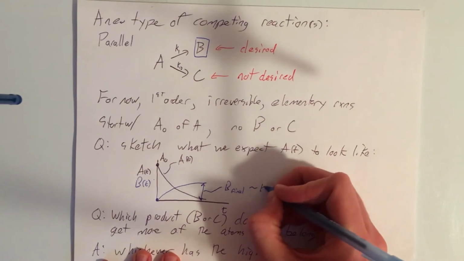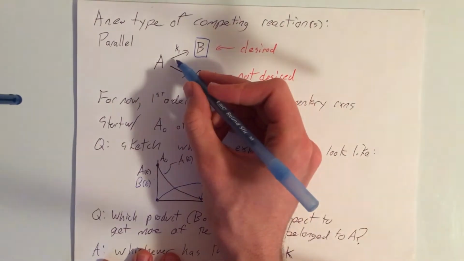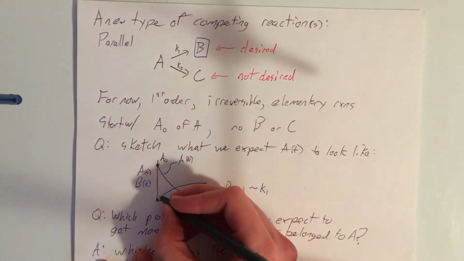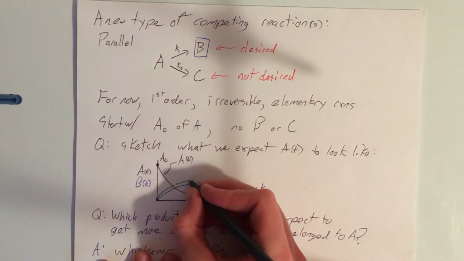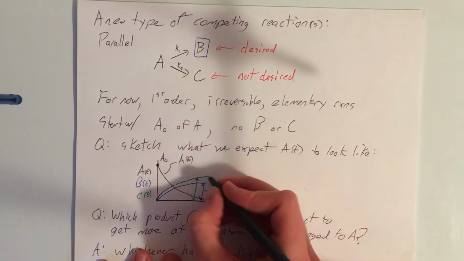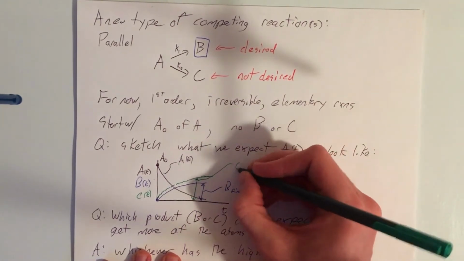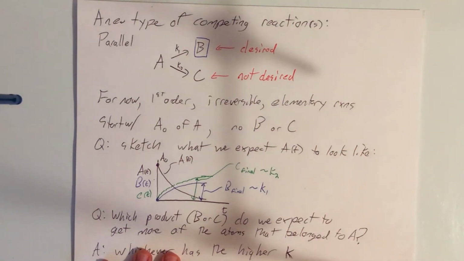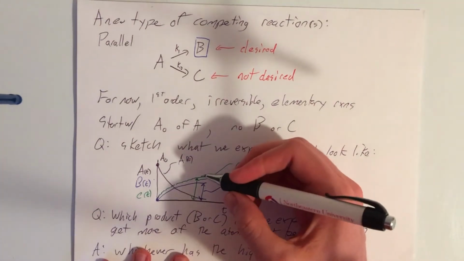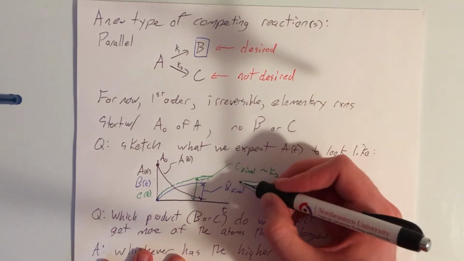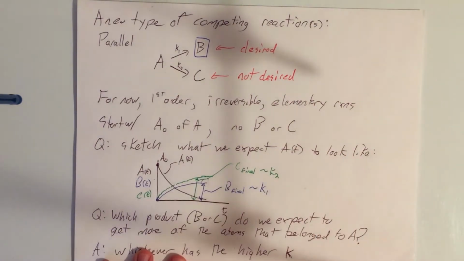And we expect this to be proportional to the rate constant associated with this reaction. Simultaneously, we might get some C of T that looks like this, and it asymptotes to some value, which we could call C final, and that would be proportional to its rate constant. Now, think for just a moment about what we expect a constraint to be on C final and B final as they relate to A naught. We'll get to that later in the lecture.